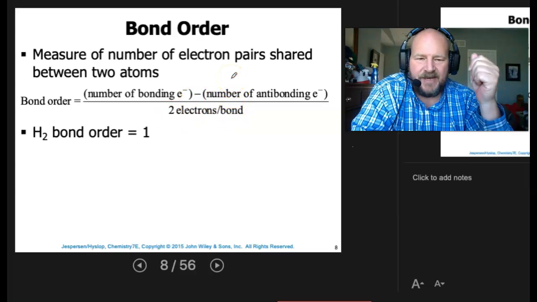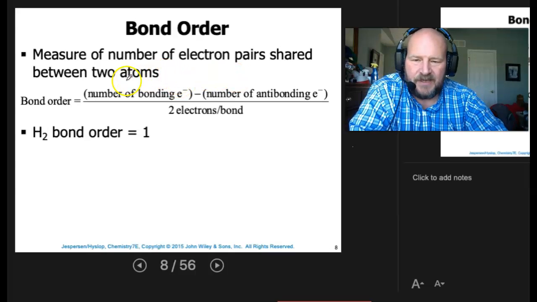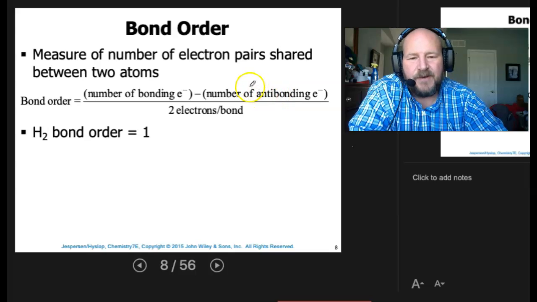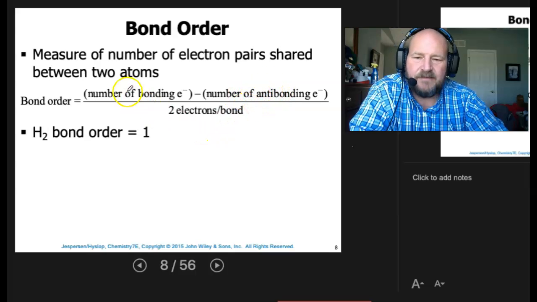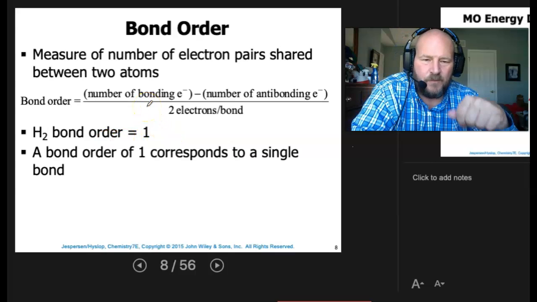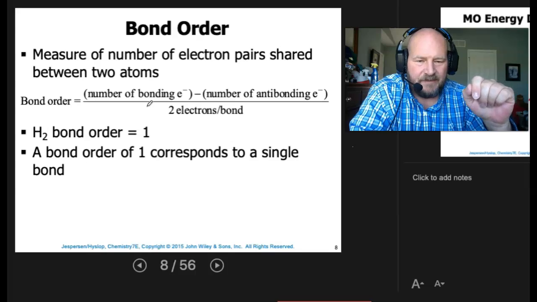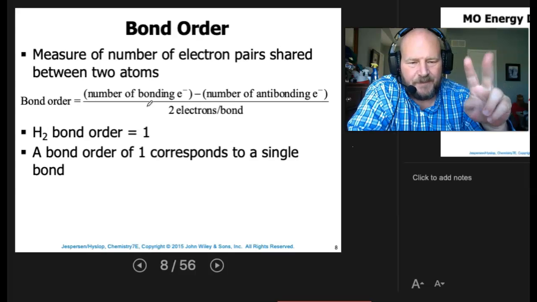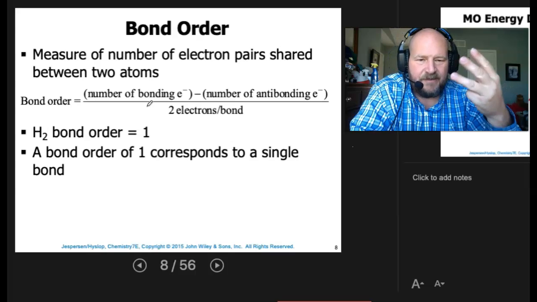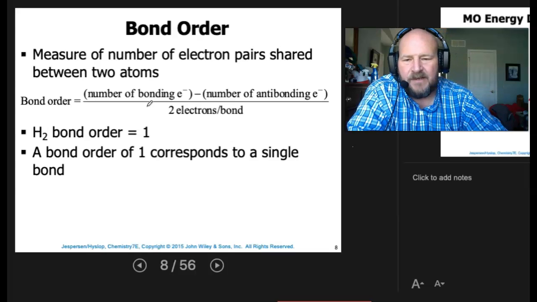So if we go back and look at H2, we had 2 electrons in the bonding orbital and 0 in the anti-bonding. So 2 minus 0 divided by 2 gives us a bond order of 1. And a bond order of 1 corresponds to a single bond. Bond order of 2, double bond. Bond order of 3, triple bond, right?